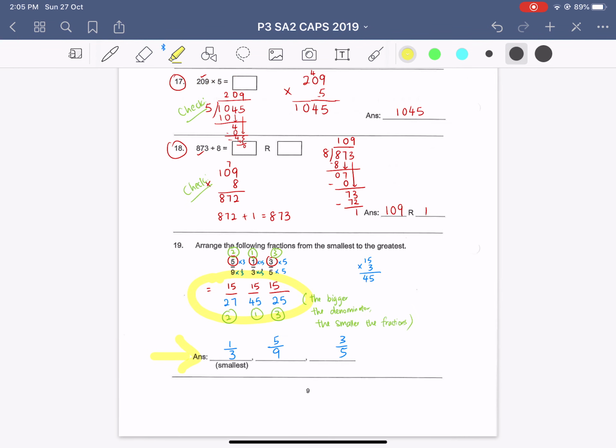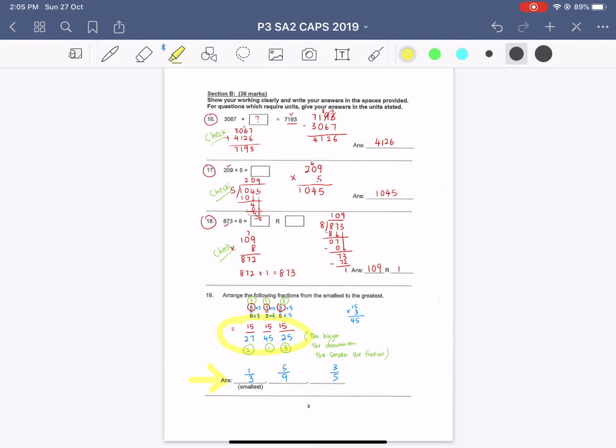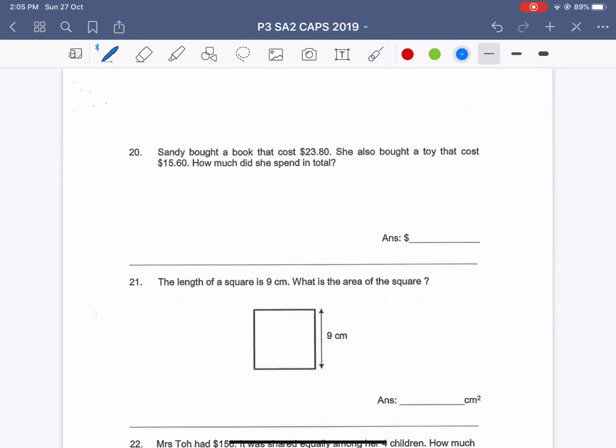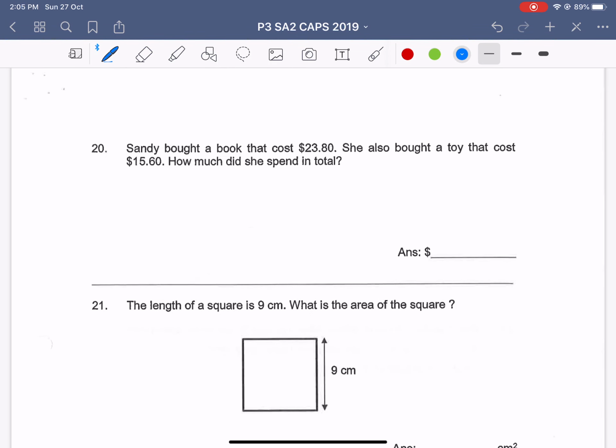Okay, question number 19 is done. So see again, one page, look at the number of workings that goes inside. Okay, question number 20. This is about Sandy, who bought a book that costs $23.80. She also bought a toy that costs $15.60. How much in total? So we are going to put all the money in together.